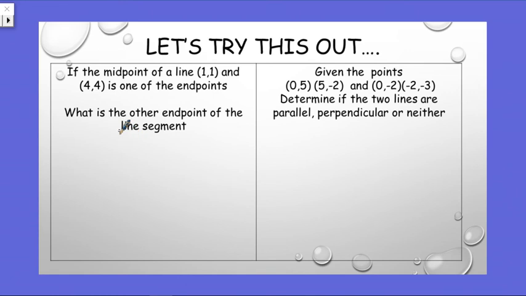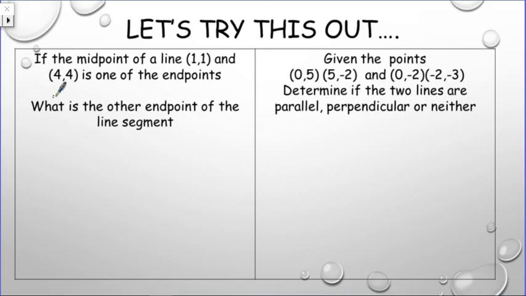It says if the midpoint of a line is (1, 1) and (4, 4) is one of the endpoints, what is the other endpoint of the line segment? So I am just going to draw a picture.